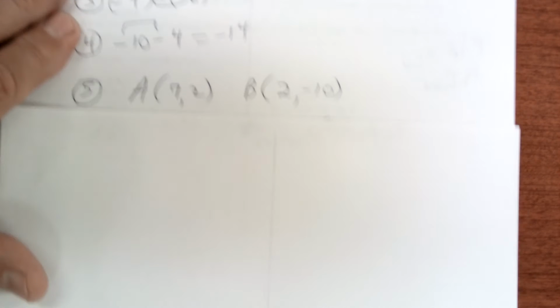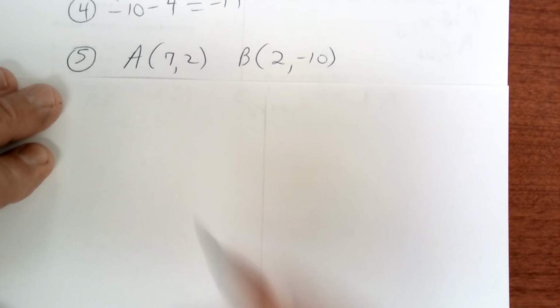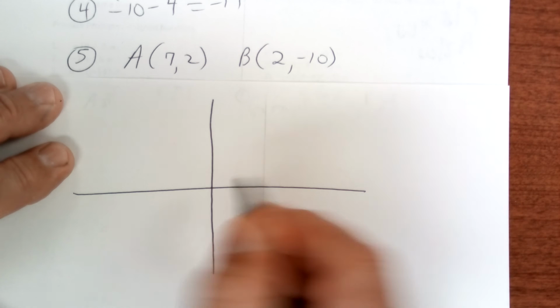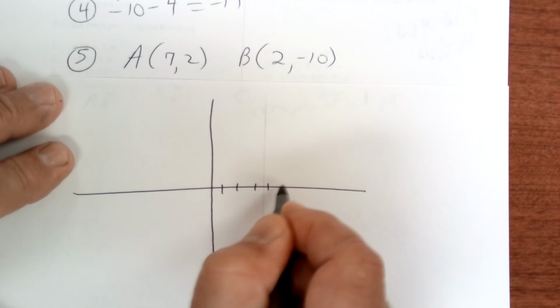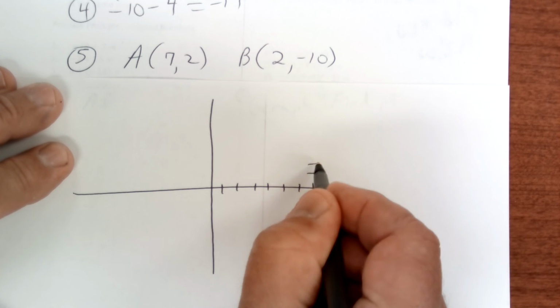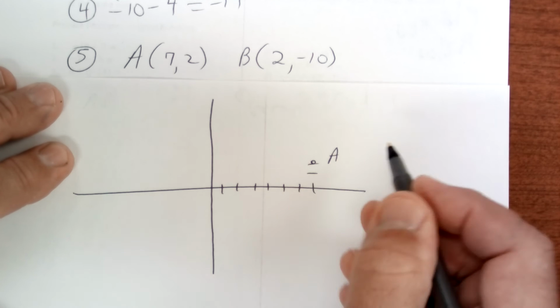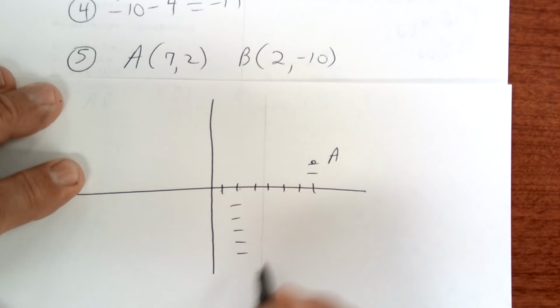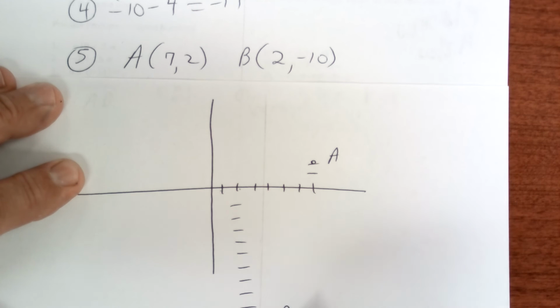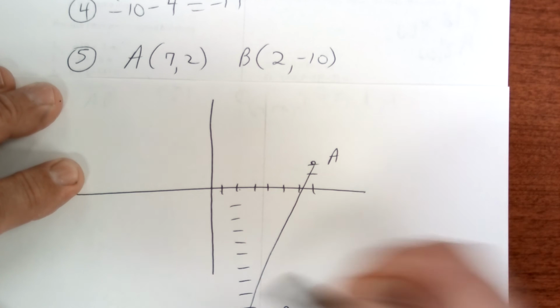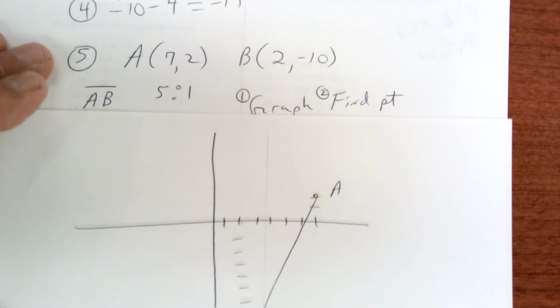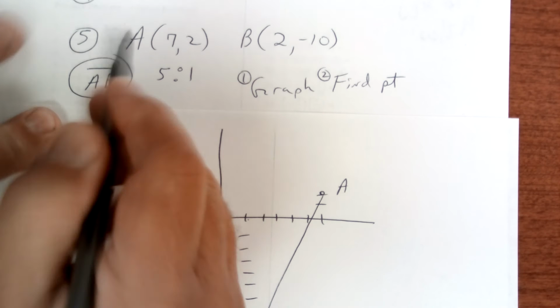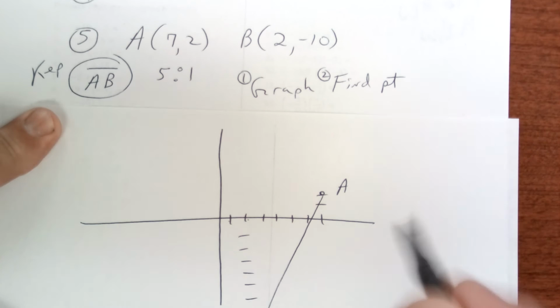So take a look here. Let's graph this. We're going to go over 7, up 2, and put point A. Then we're going to go over 2, and then down 10, and that's point B. Now you're going from A to B according to this right here. That's the key. So basically you're going backwards.